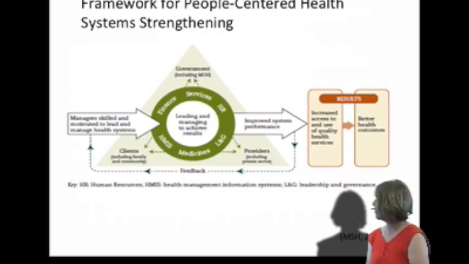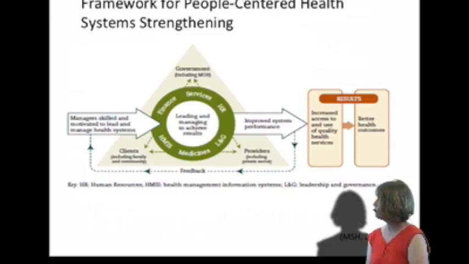Here we have a framework that's been put out by Management Sciences for Health. And again, if you look at that green circle, you'll see how influential the building blocks have been, because again, we have the same labels as the six building blocks. But here it's framed in terms of leading and managing to achieve results. And they've looked at how managers need to be skilled and motivated to lead and manage the health service, and how that drives the improved system performance.